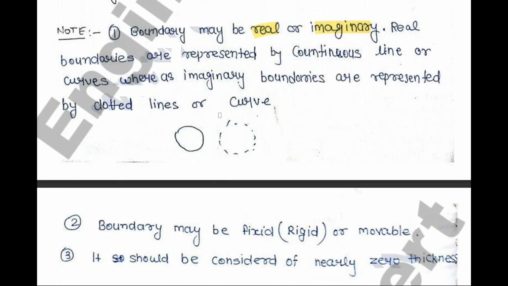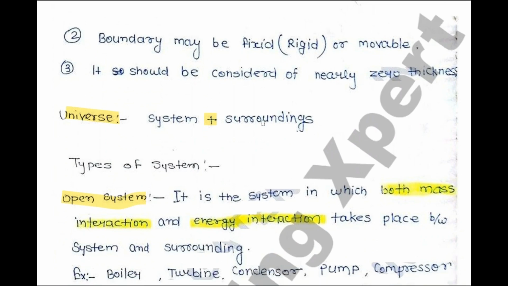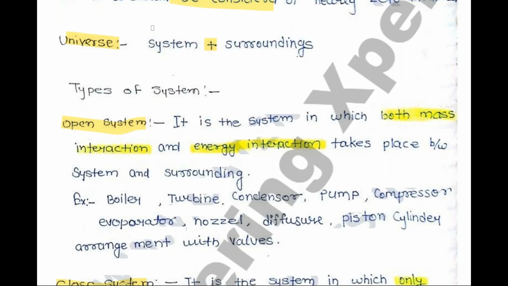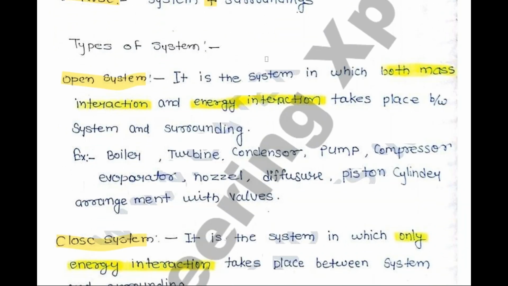Yeah, these are some notations that are used. Real or physical boundaries are denoted by this circle, and imaginary ones are denoted by dotted lines, and that is mentioned here. Okay, and as I told you, universe basically constitutes both system and surroundings.